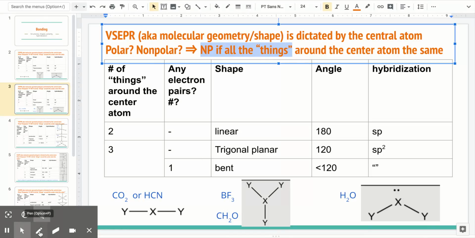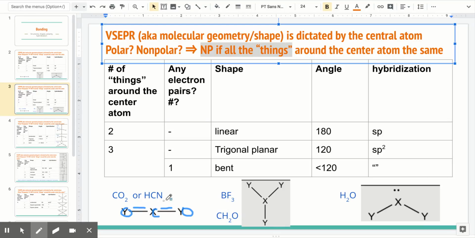So in the case of CO2, right? And these are actually double bonds if you draw the structure, but it doesn't matter for us right now because we're counting double bonds, single bonds, those all just count as one thing. So carbon in the middle, I see 1, 2 things around it. Are both of those things the same?